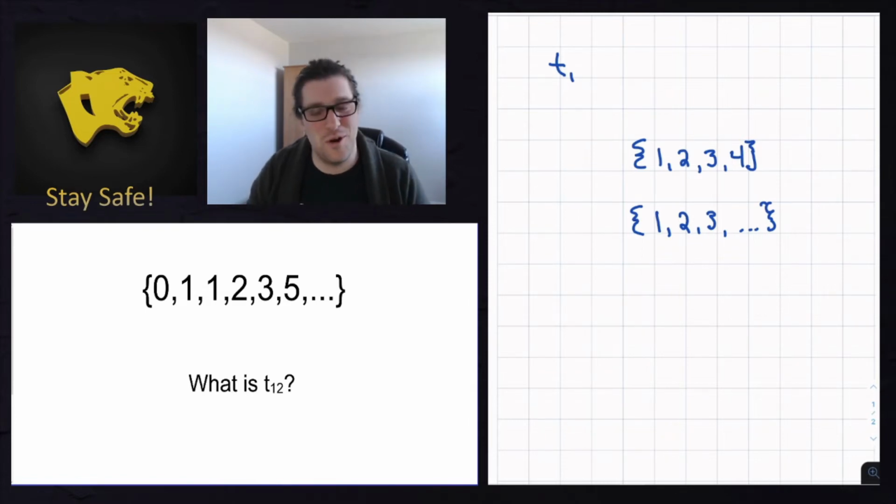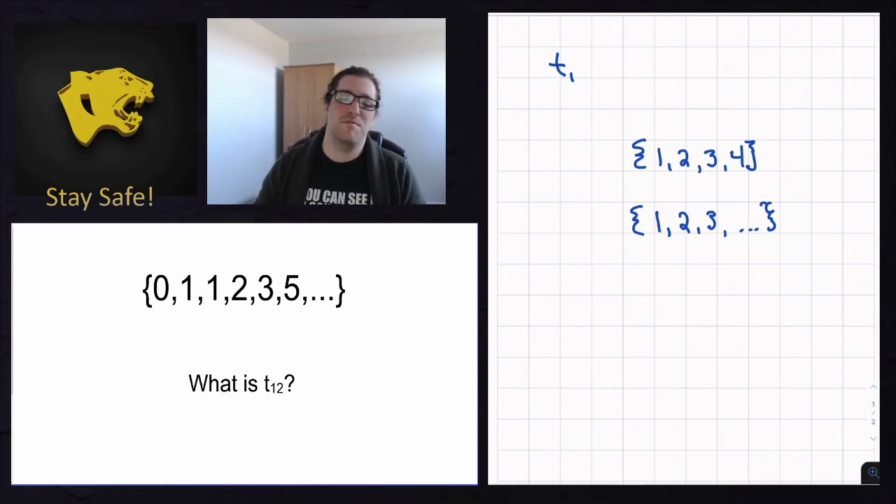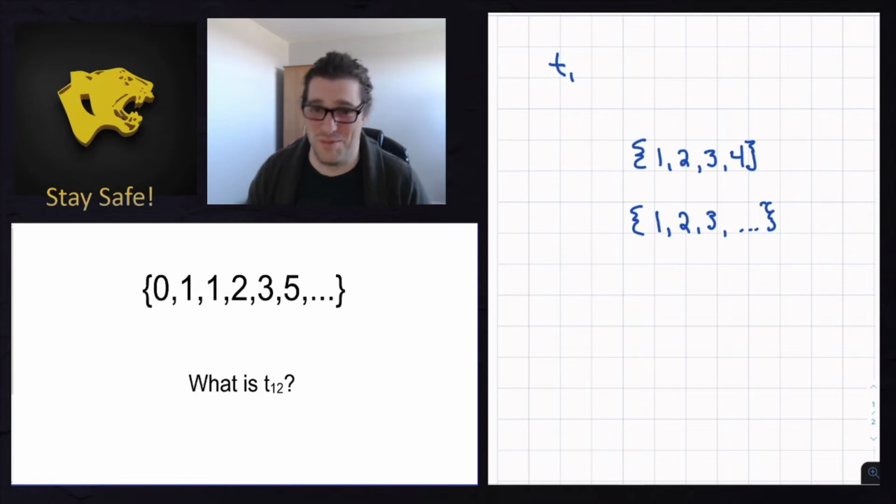0 plus 1 is 1. 1 plus 1 is 2. 1 plus 2 is 3. 2 plus 3 is 5. 3 plus 5 would be 8. And then 5 plus 8 would be 13. And then 8 plus 13 would be 21. 13 plus 21 would be 34. 34 plus 21 would be 55. And I can't remember which term number that is.